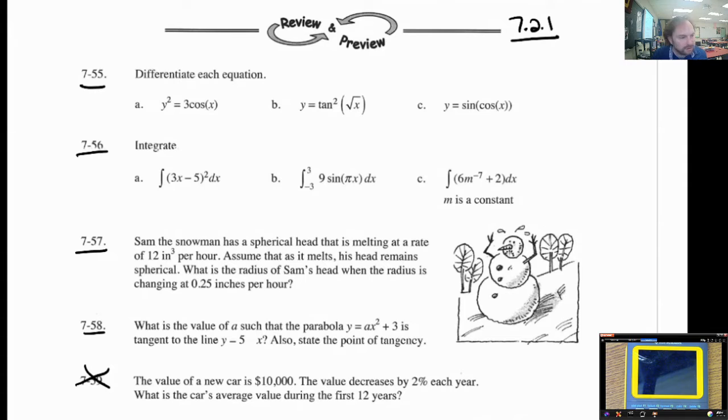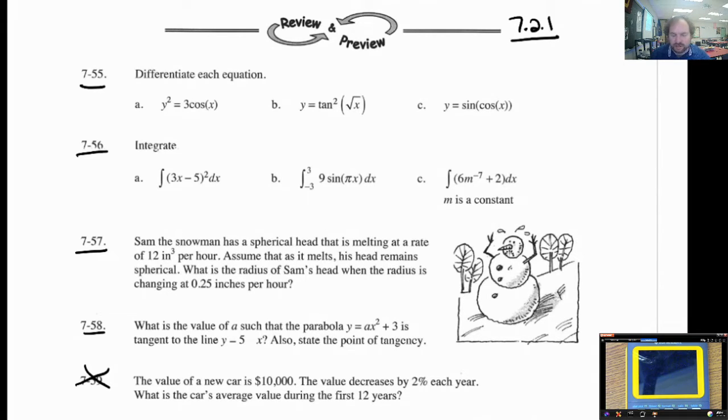Today we're looking at 721, and if you're watching this after class, we just started to learn the basics of U substitution, and we're going to get a chance to practice a little bit of that today as we look at some of the problems on this homework.